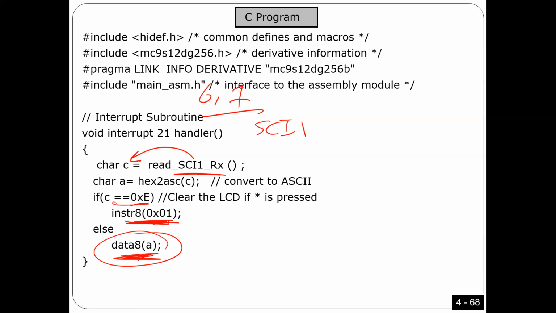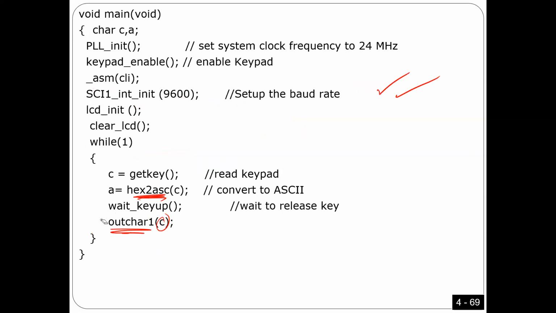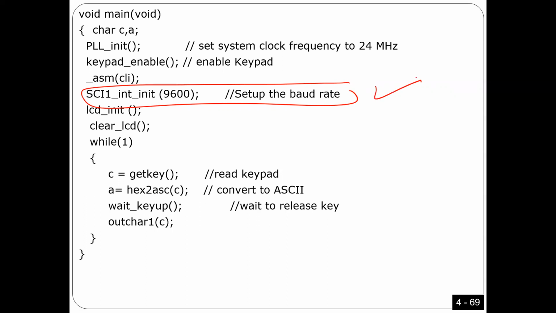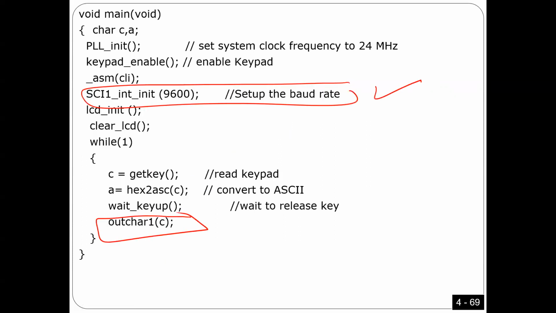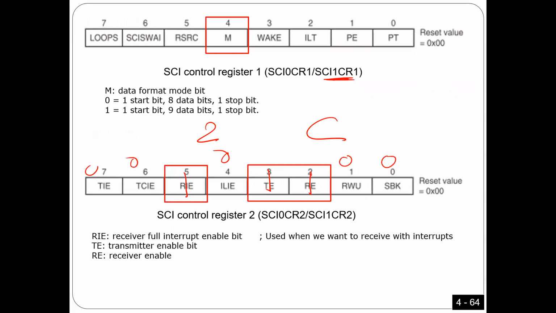Very easy. So again, just to summarize, in C language, for initialization, you have to use this function, number 1. Number 2, if you want to transmit, you have to use this function. Number 3, if you want to read one value in the interrupt subroutine, you have to use this function. Only 3 functions. Also, don't forget this 21, because this 21 is telling the C language this interrupt is for SCI1. Any questions? Great. So now I finished chapter 4.